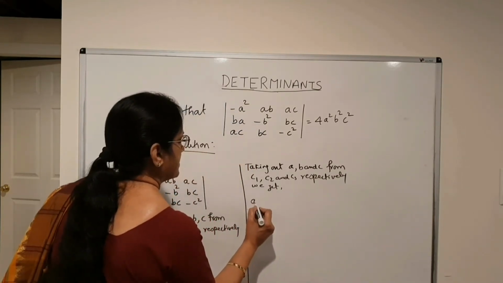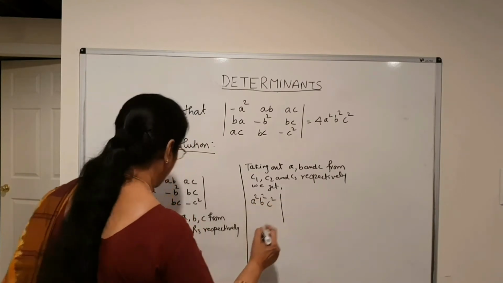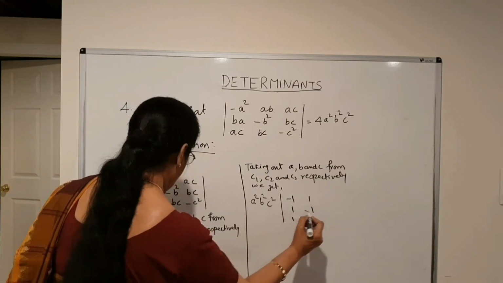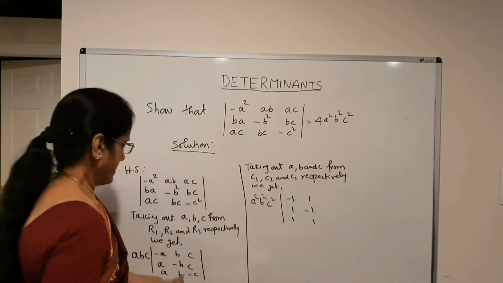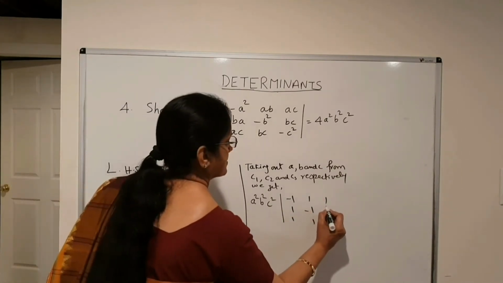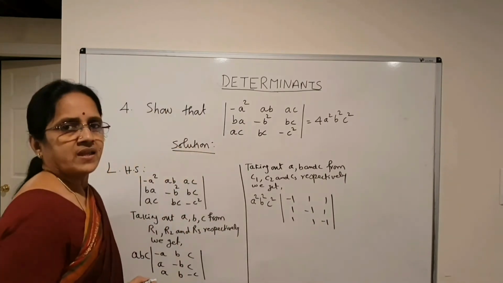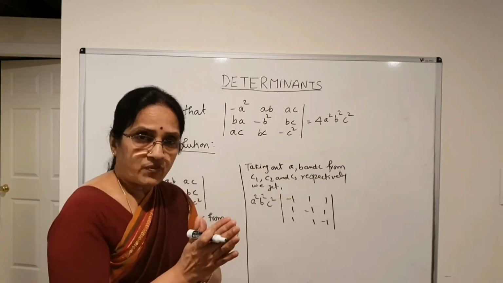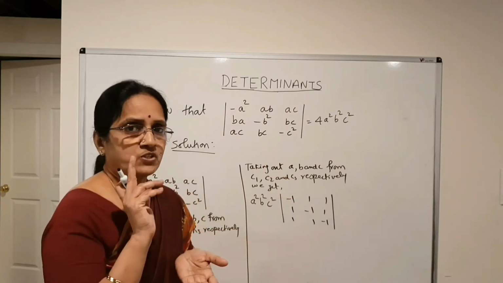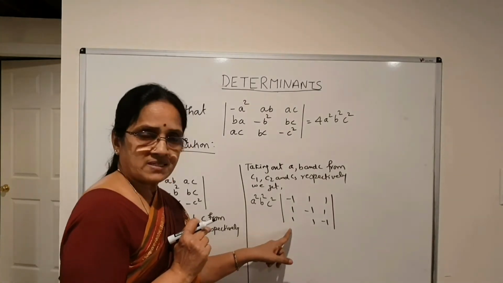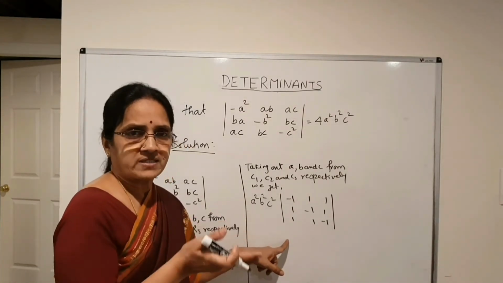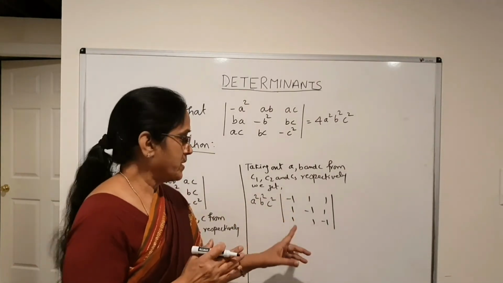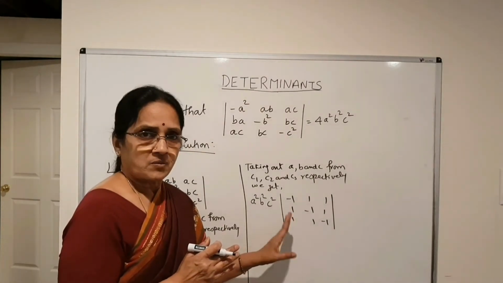You will be having a², b², c² into the determinant with minus 1, 1, 1, 1, minus 1, 1, then 1, 1, minus 1. I told you, whenever you use the properties of determinants, before we expand the determinant, we should make sure two entries, consecutive entries in any one of the rows or columns, are made 0.